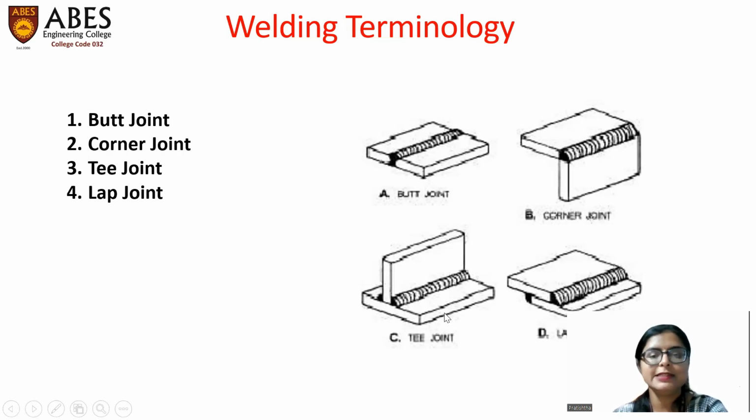The third type of joint is the T joint. In a T joint, the plates are at right angle, at 90 degrees, but not at the edge. The location of the plate is not at the edge, but at some distance from the edge. The fourth and last type of joint is the lap joint. In a lap joint, the plates are in overlapping condition and the weld bead is deposited on both sides of the plate, like here and here.